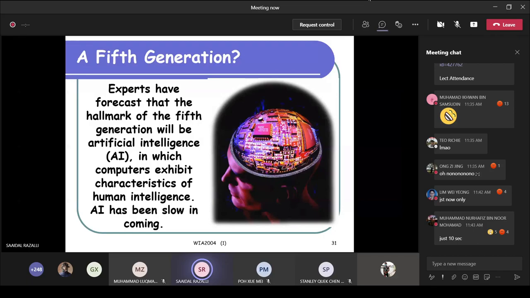AI was slow in coming. Last time, yes, it was slow, but now it's rapid. Every system uses AI, mostly on the internet, like Google, Facebook and so on. That's why they can know what you want to search or what your interest is. They can suggest to you. So these all use AI.